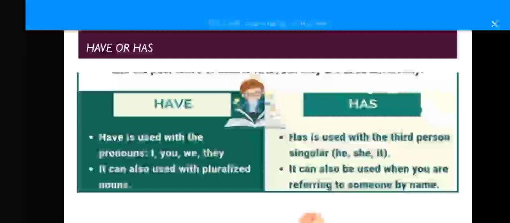It can also be used when you are referring to someone by name. For example, Javeria has a big car. We cannot write Javeria have a big car. If we are talking about someone by taking their name, we will use has.